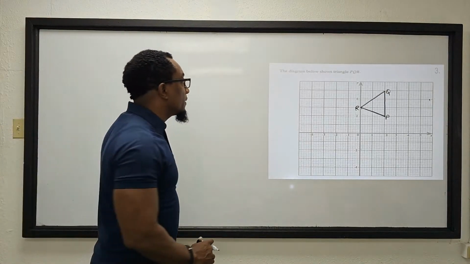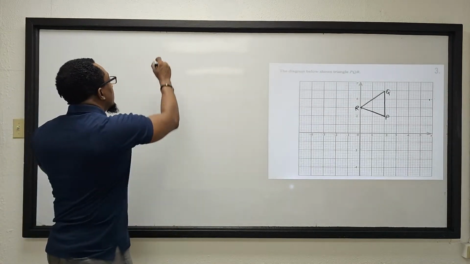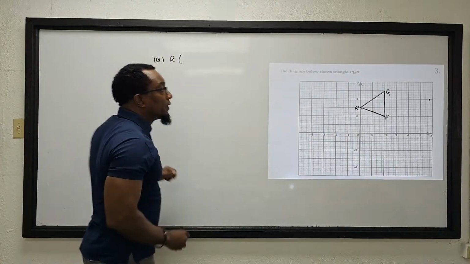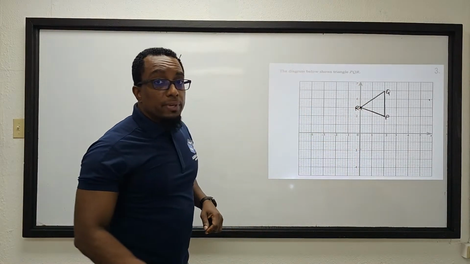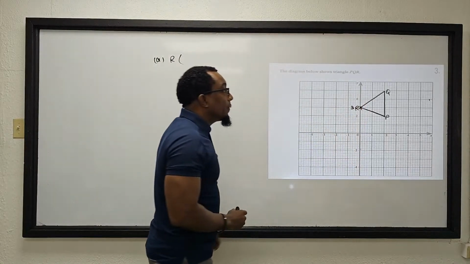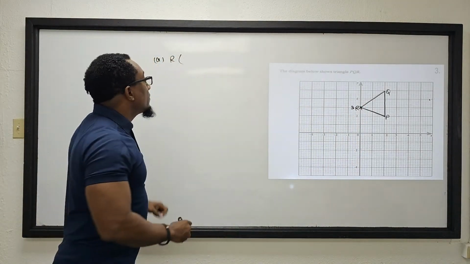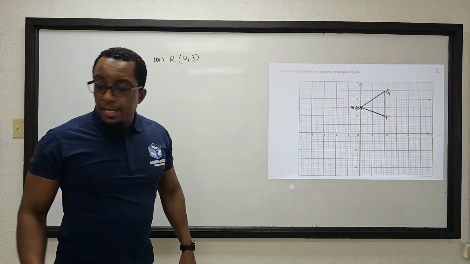So let's state the coordinates of R. So part 1. They want us on part A, state the coordinates of R. The coordinates of R, this is located at 3 on the y-axis. So therefore, because it's at 3 on the y-axis, then the coordinates of R will be 0, 3. And let's look at the next part of this question.